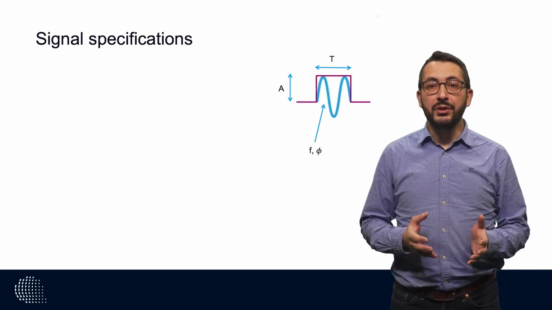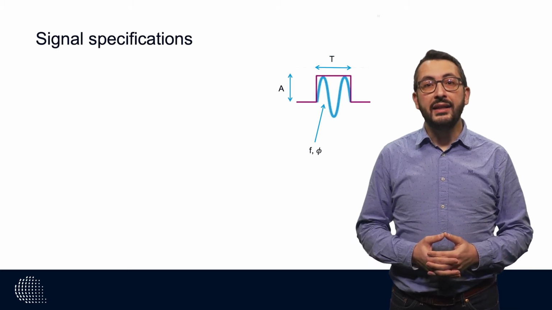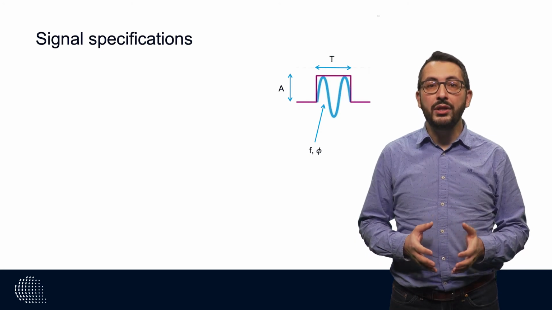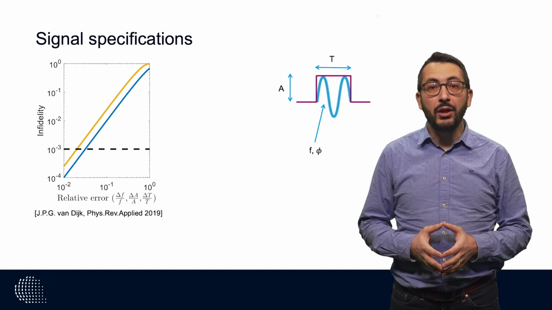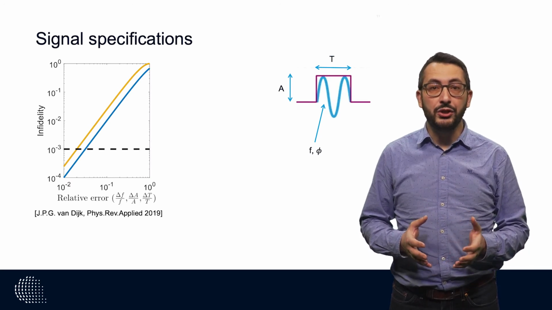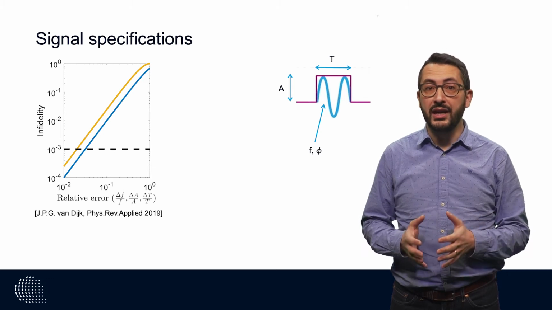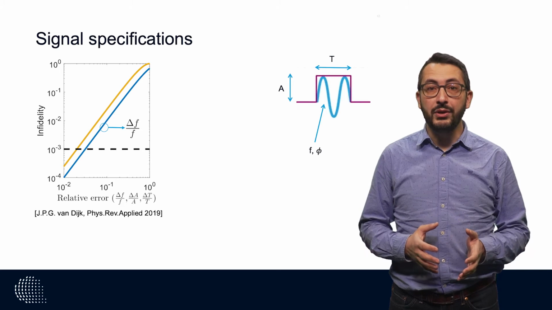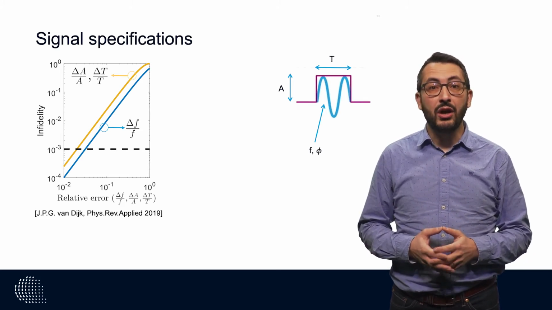The parameters we pointed out, the frequency, the phase, the amplitude, and the duration, determine the angle and the axis of rotation. But how accurate should they be? Well, we can, for example, plot the infidelity of our qubit rotation, which is complementary to fidelity. It is just 1 minus the fidelity. And we plot that as a function of the relative error on the frequency, on the amplitude, and on the duration, and as a function of the phase error.